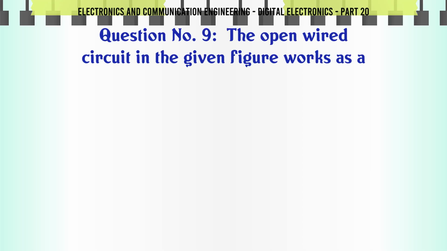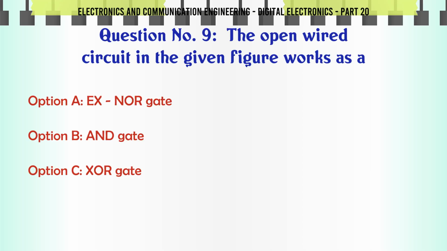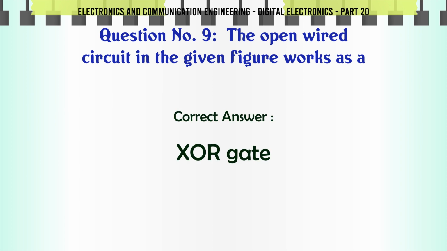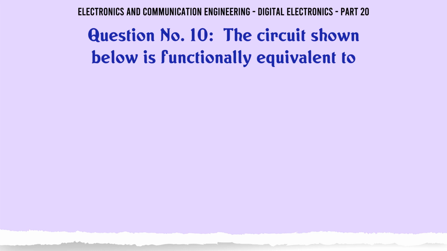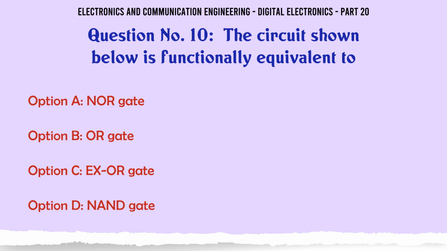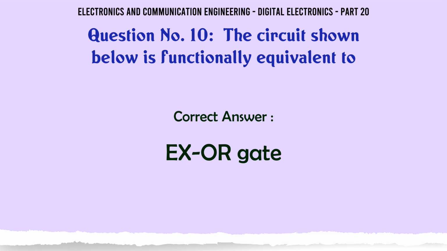The open wired circuit in the given figure works as A XNOR gate, B AND gate, C XOR gate, D NOR gate. The correct answer is XOR gate. The circuit shown below is functionally equivalent to A NOR gate, B OR gate, C XOR gate, D NAND gate. The correct answer is XOR gate.